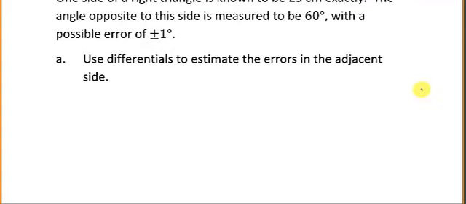Okay, so we have a right triangle, and this side is known to be 25 centimeters, exactly somehow. Let's call this side A, the adjacent side, and that's not known exactly. And theta, the angle, is not known exactly. It's around 60 degrees, but it's not known precisely because it's been measured. So let's see, how would we calculate this?